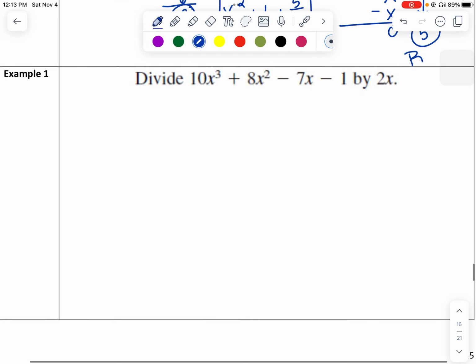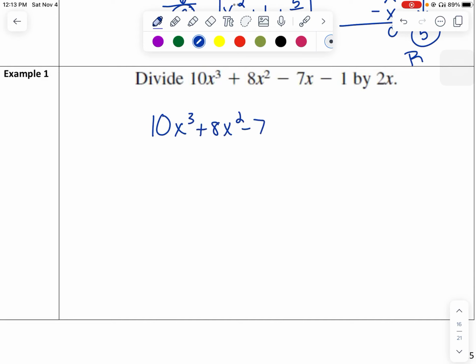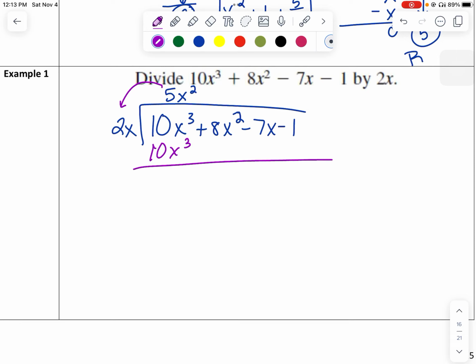So let's try another one. We've got 10x cubed plus 8x squared minus 7x minus 1 all divided by 2x. And so 2x fits into 10x cubed 5x squared times. Basically, I'm trying to make 10x cubed using 2x, because my next step is to multiply this back together to make this 10x cubed. That was my goal. What did I need? I needed a 5x squared. Then you subtract, you get 0.